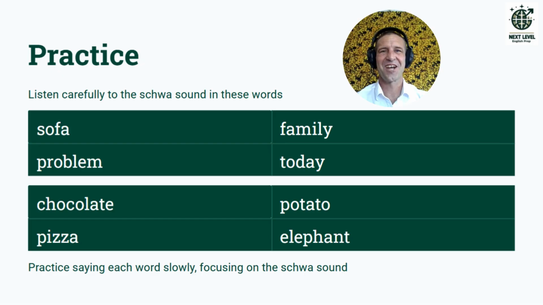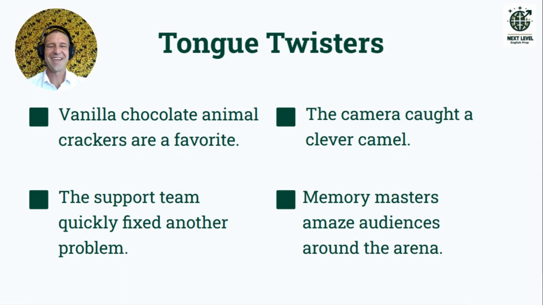All right, great job. Just remember, the schwa is that short, weak, relaxed sound in those unstressed syllables. All right, now let's twist our tongues and try to say some really difficult sentences. Go ahead and listen and repeat each sentence after me.